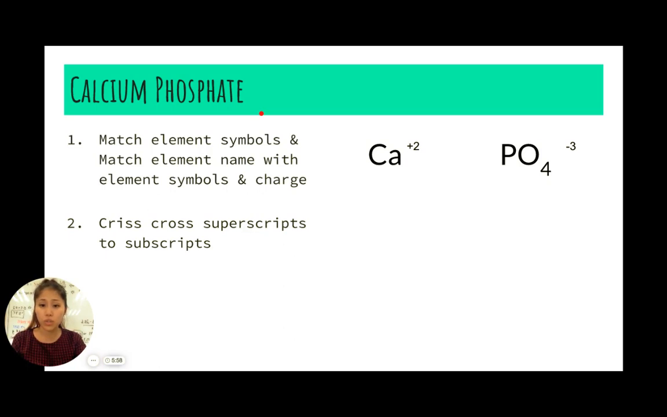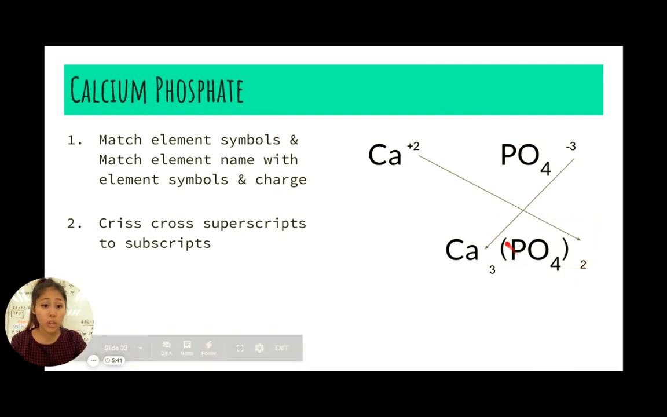Like always, we crisscross our superscripts to our subscripts. So our calcium and our phosphate, the subscripts and the superscripts then crisscross. I've added parentheses to the phosphate, and that is because we consider phosphate as one unit. So we want to differentiate that from the calcium, so we add parentheses here.